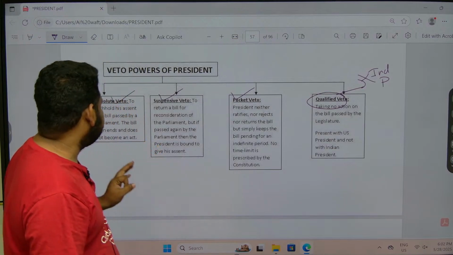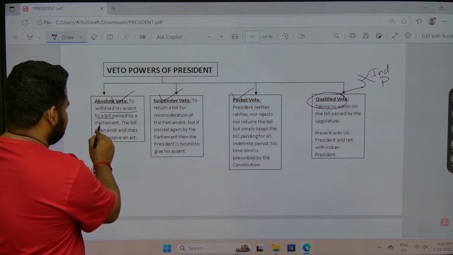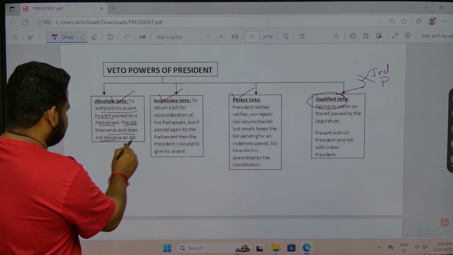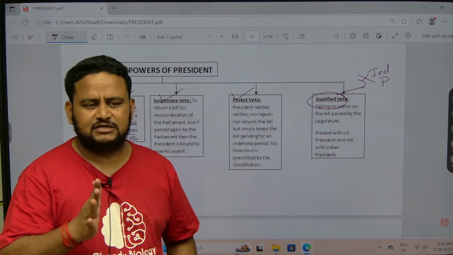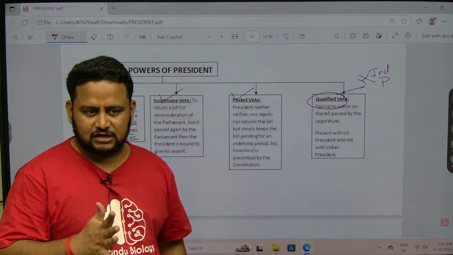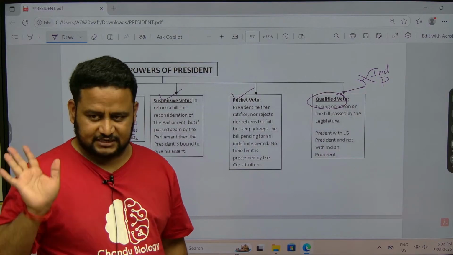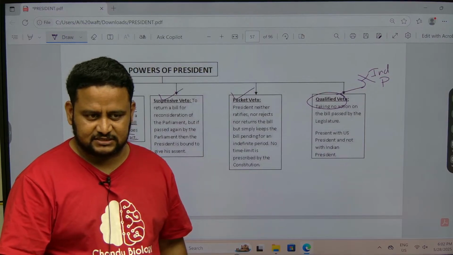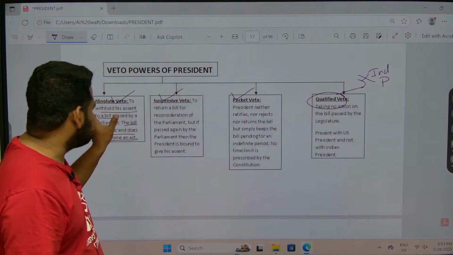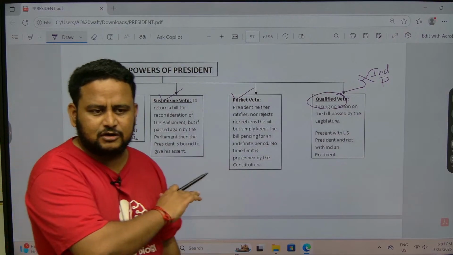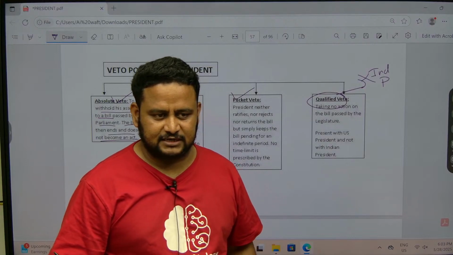Now let us understand what is absolute veto. To withhold his assent to a bill passed by the parliament, the bill then ends and does not become an act. Absolute veto means he says that I will not sign it. That means the bill will not become an act. There itself it ends. He absolutely removes it. Okay, that is absolute veto.